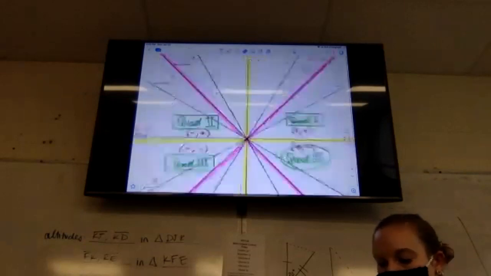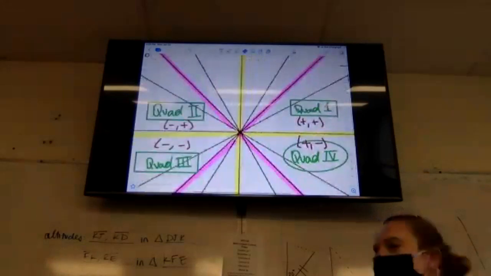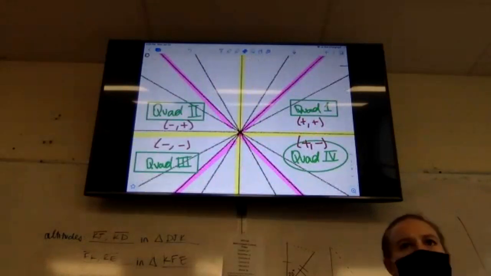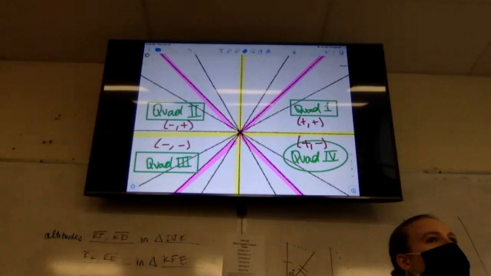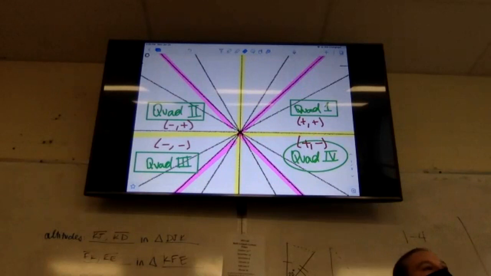The one thing I do want to make sure of: did we all write down the quadrants and what the signs are for each quadrant? Do you guys all have that down? Because that's something important I want you to write. So remember the top right quadrant is quadrant 1, and both the x and the y are positive. That's what the positive comma positive means. Both the x and the y are positive.